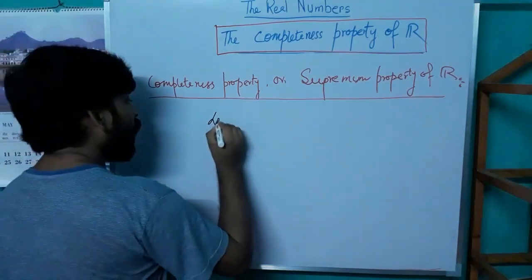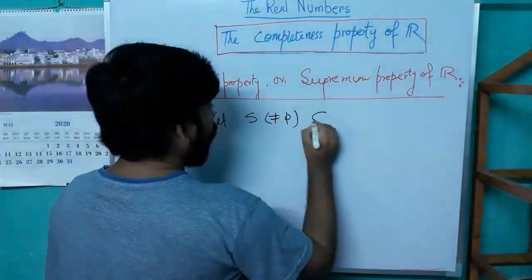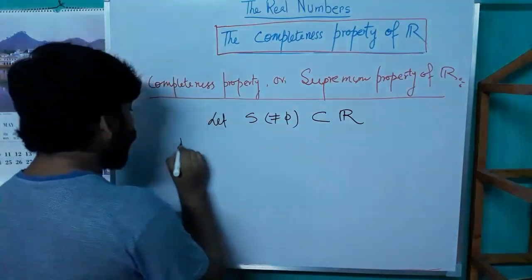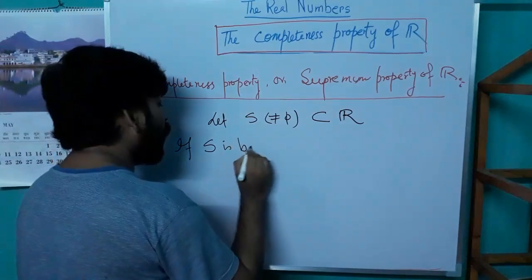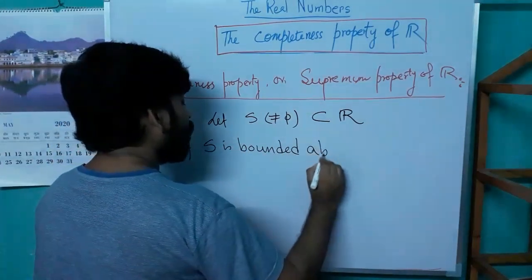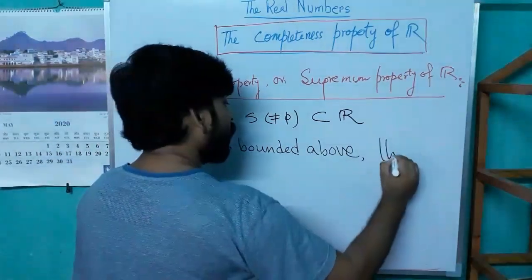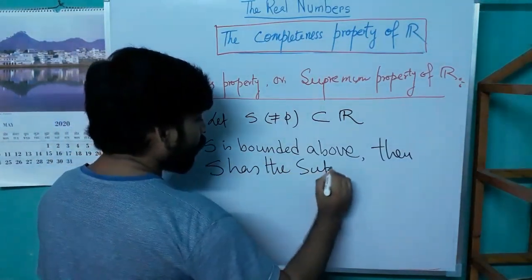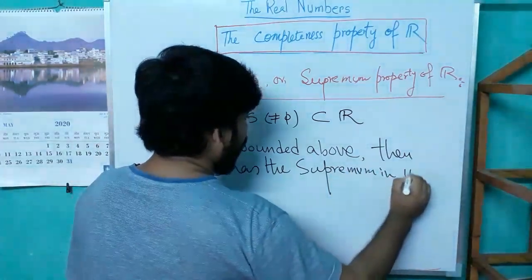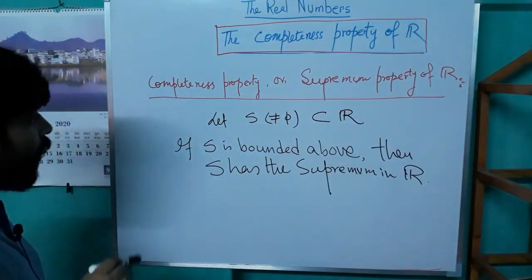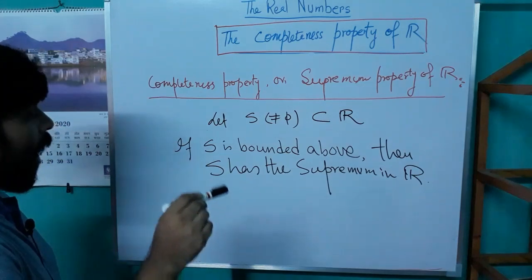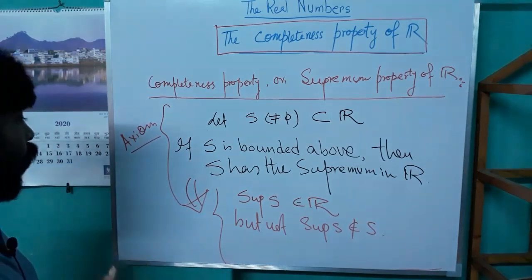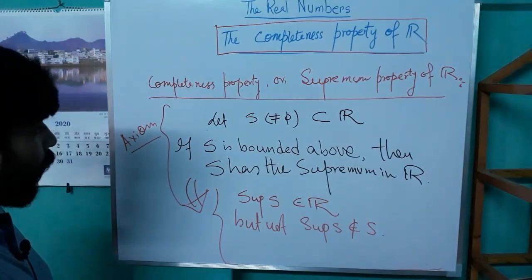So let S be a non-empty subset of R. If S is bounded above, then S has the supremum in R. That is, every non-empty bounded above subset of R has a supremum in R. This axiom shows that a non-empty bounded above set has a supremum inside the set of real numbers.